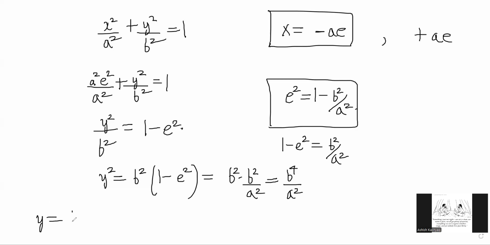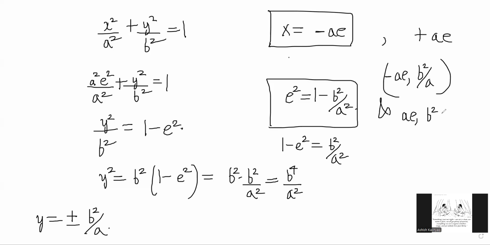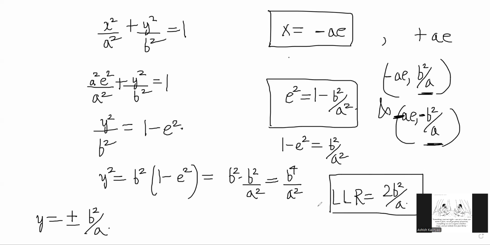So y becomes plus or minus b square by a. So the end points of this latus rectum are minus ae comma b square by a and ae comma b square by a, and minus b square by a, because the positive one will be the top point and the negative b square by a will be the bottom point. So the length of the latus rectum is coming out to be 2b square by a, and that is something that you should remember.